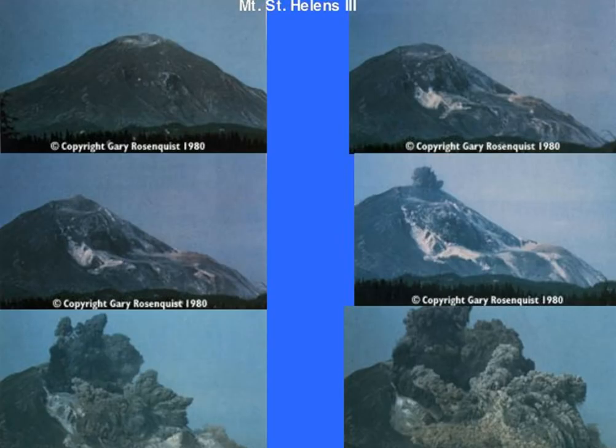A bulge on the north side. Scientists noticed a bulge forming on the north side. And why, you might ask, was a bulge forming? Probably because there was magma that was starting to pool up behind it. And there must have been a weaker spot in that part of the volcano, so that's the side that started to bulge out. And in May of 1980, a landslide occurred.